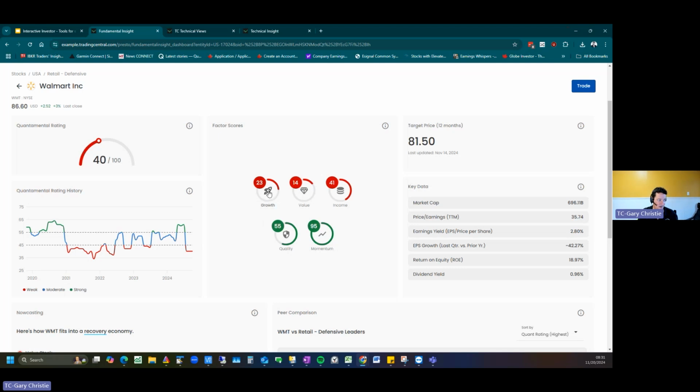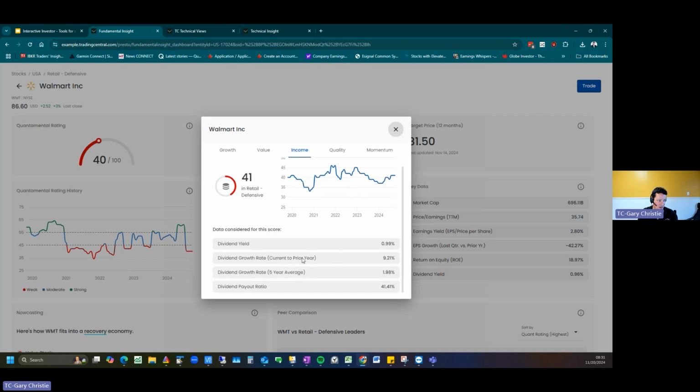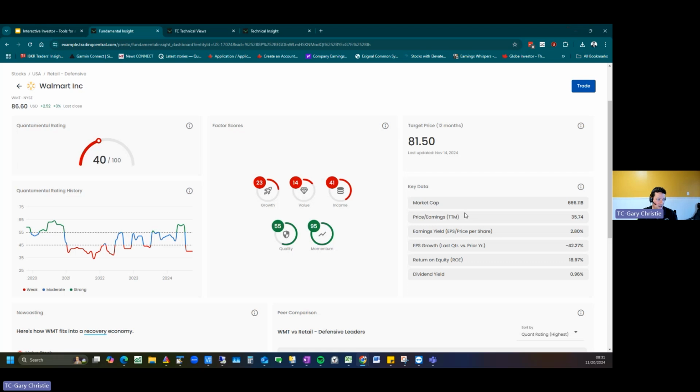And we can see, if I look at something like income, we have some more data points here. We have a dividend growth rate almost at that 10%, which we'd like to see. Right, the payout ratio 41%, and you can jump into each metric. And of course, momentum is the one I look at the most as a technical trader, and that's pretty strong. No surprise there.